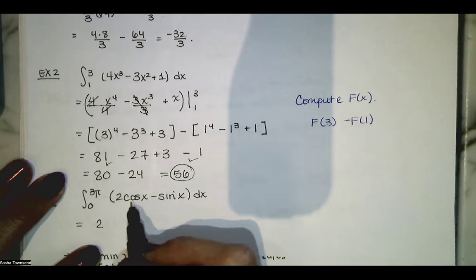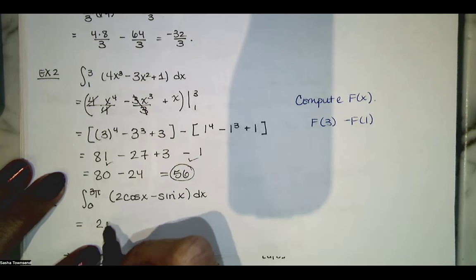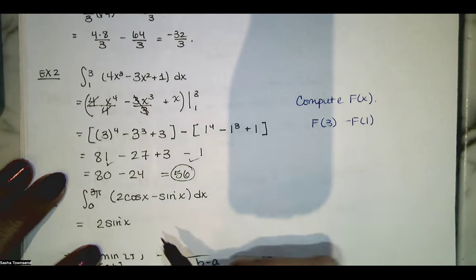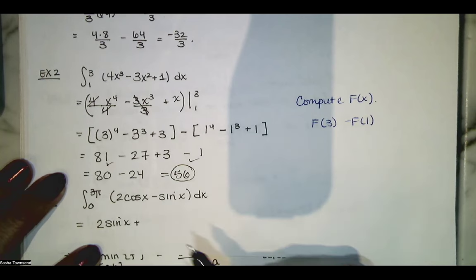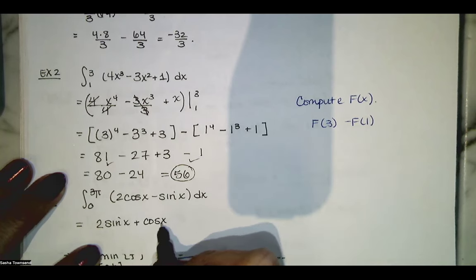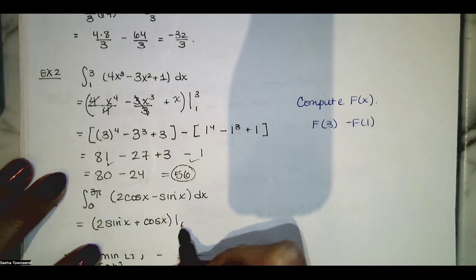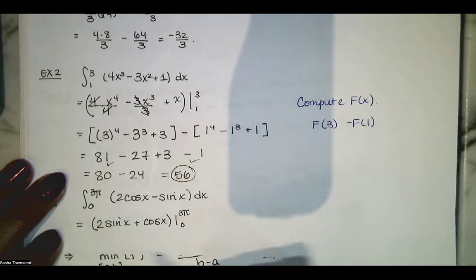We bring the 2 down. We say, what do I take the derivative of to get cosine of x? Sine of x will work. And I say, what do I take the derivative of to get negative sine of x? Cosine of x. So that's my antiderivative. I plug in 0, I plug in 3 pi, and I subtract.